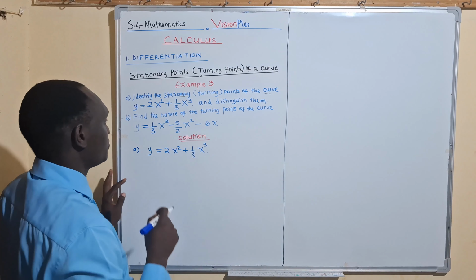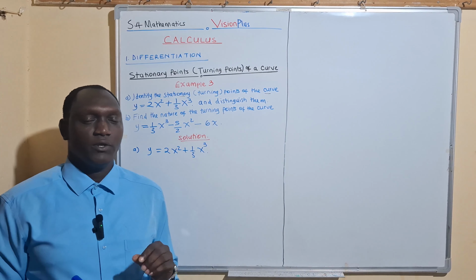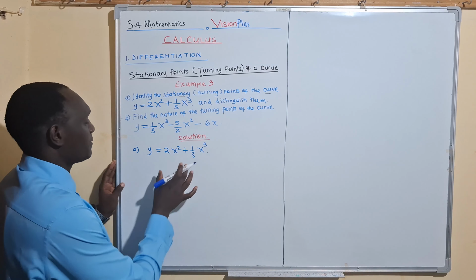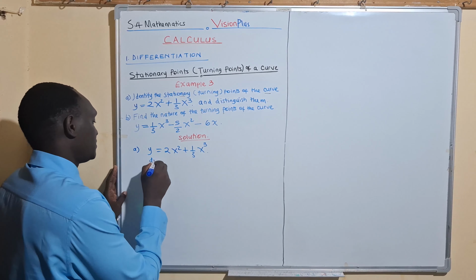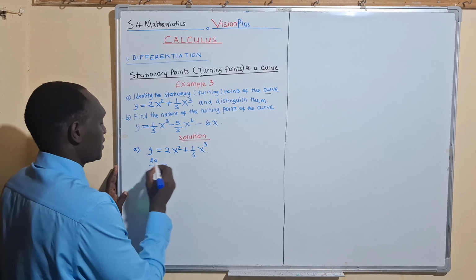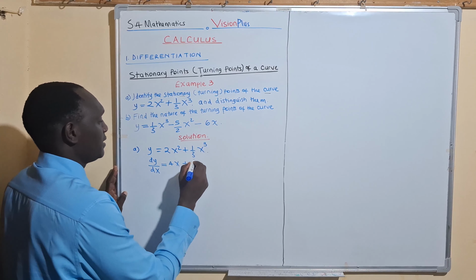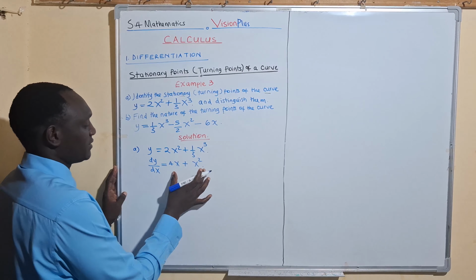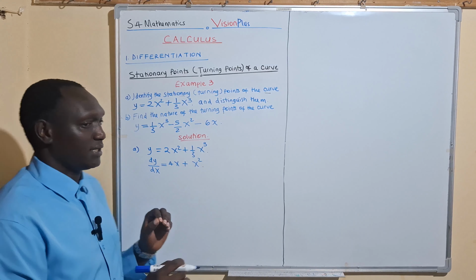Now, for us to get the stationary points of the curve, we need to get the gradient function of the curve. Therefore, we differentiate the given function of the curve. So dy/dx becomes 4x plus x squared. This is the gradient function of the curve at any point on the curve.